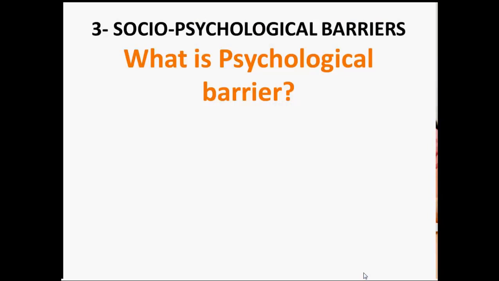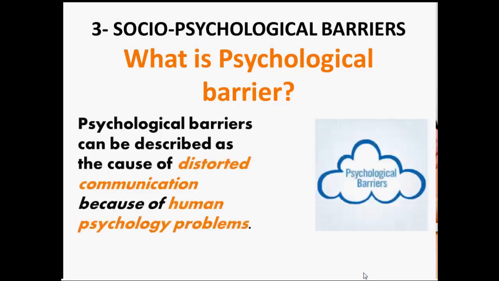So, what are psychological barriers? It's really the emotional. Psychological barriers can be described as the cause of distorted communication because of human psychology problems, psychological problems, okay? Emotional problems. So if you are in a bad emotional state, it's hard for you to communicate or receive the information. If somebody is upset and he's shouting, and speaking quickly, and you can't understand him, that affects the message.